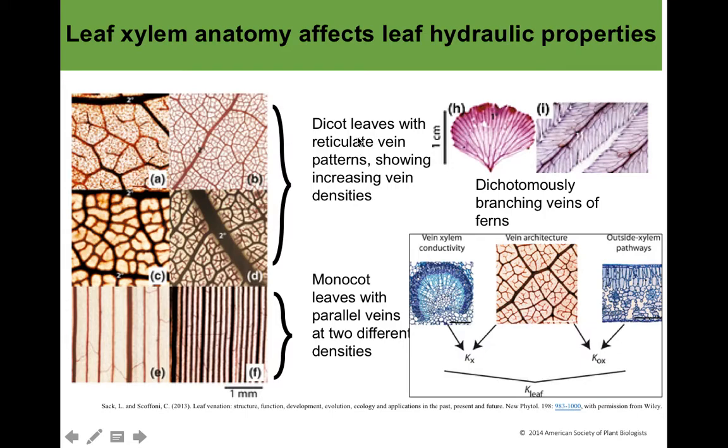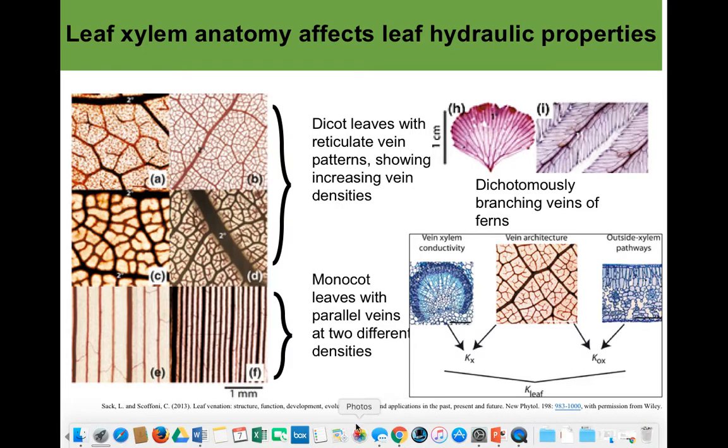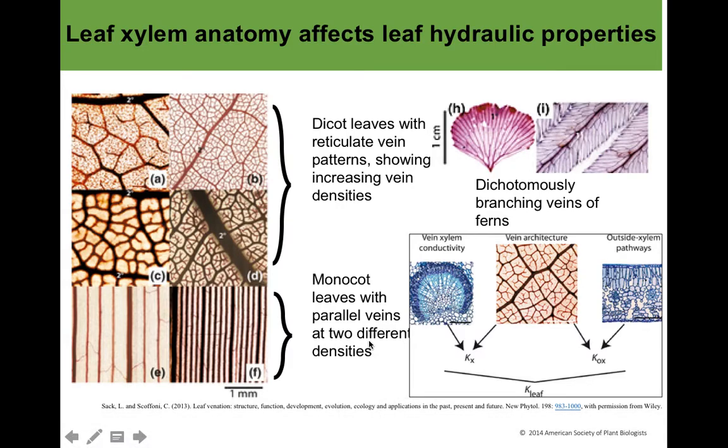gymnosperms are able to get tall, of course, but we see more vein density in angiosperms, and we think that this is part of the reason angiosperms have been so successful, because they're able to maintain higher rates of transpiration, and they're able to photosynthesize more than some of the other plant groups. It also provides kind of like a backup mechanism, right? So if you have more veins, if one of them gets clogged, then you will have an alternative path and you won't completely clog up the water pathway.